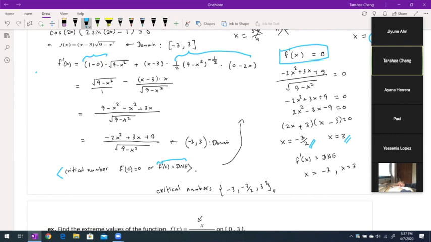Now I have to think about when the derivative function is not defined, right? Does not exist. So we can see that this derivative function does not exist on what? Negative 3 and 3, because these two values are also a part of the domain. So therefore, my critical numbers are what? Negative 3 over 2, and 3. All of these numbers together.